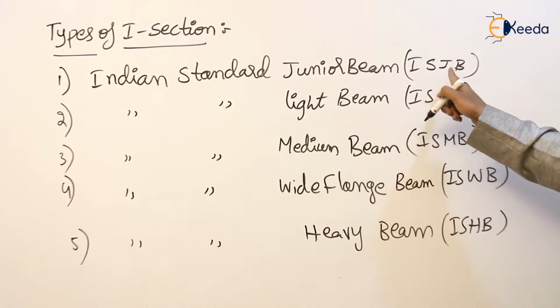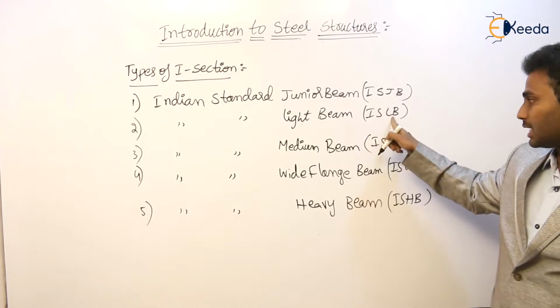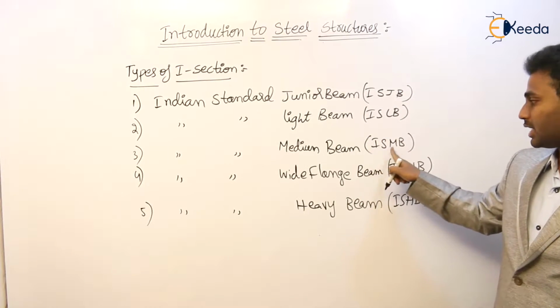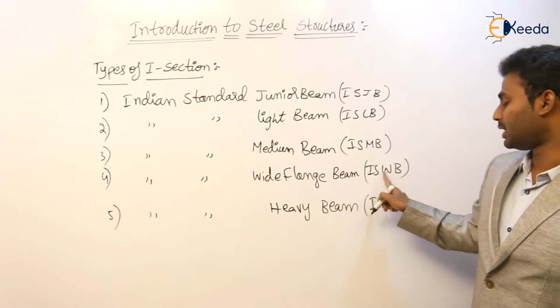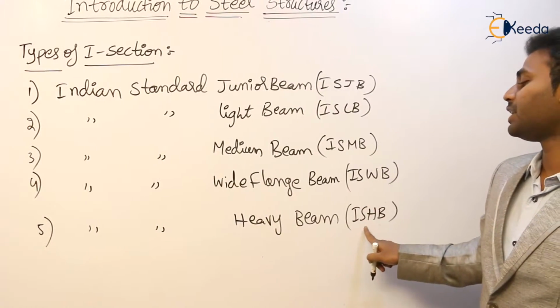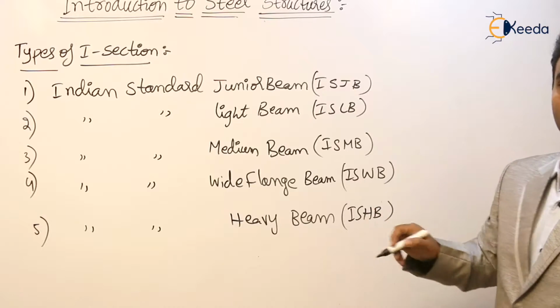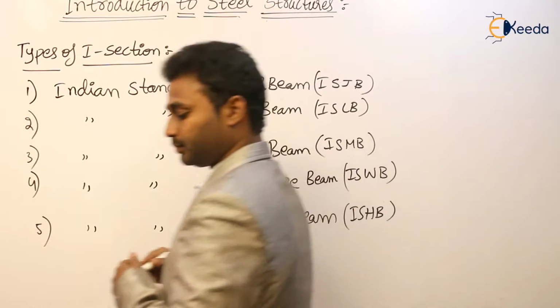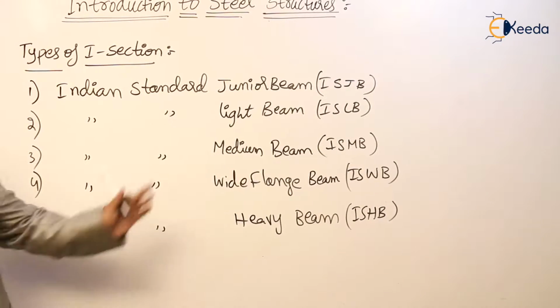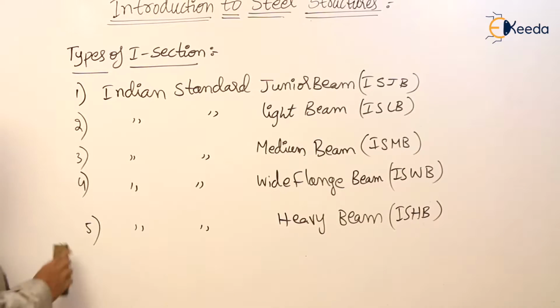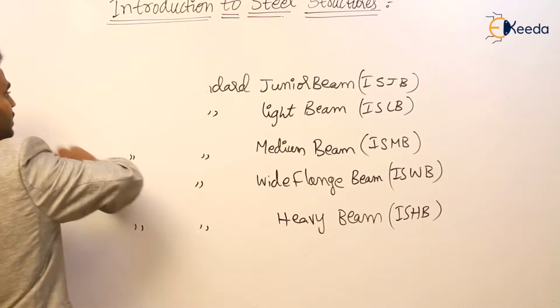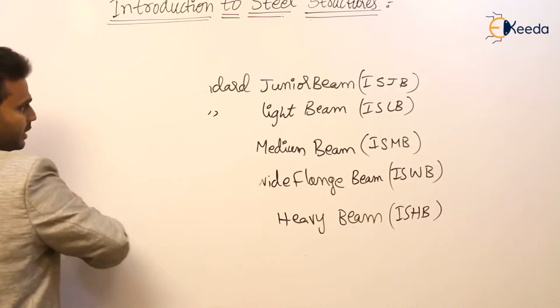So ISJB, Indian Standard Junior Beam, ISLB, Indian Standard Light Beam, ISMB, Indian Standard Medium Weight Beam, ISWB, Indian Standard Wide Flange Beam, and ISHB, Indian Standard Heavy Beam. So these are the 5. Take it down. So this is about the I section that is mentioned in the steel table.